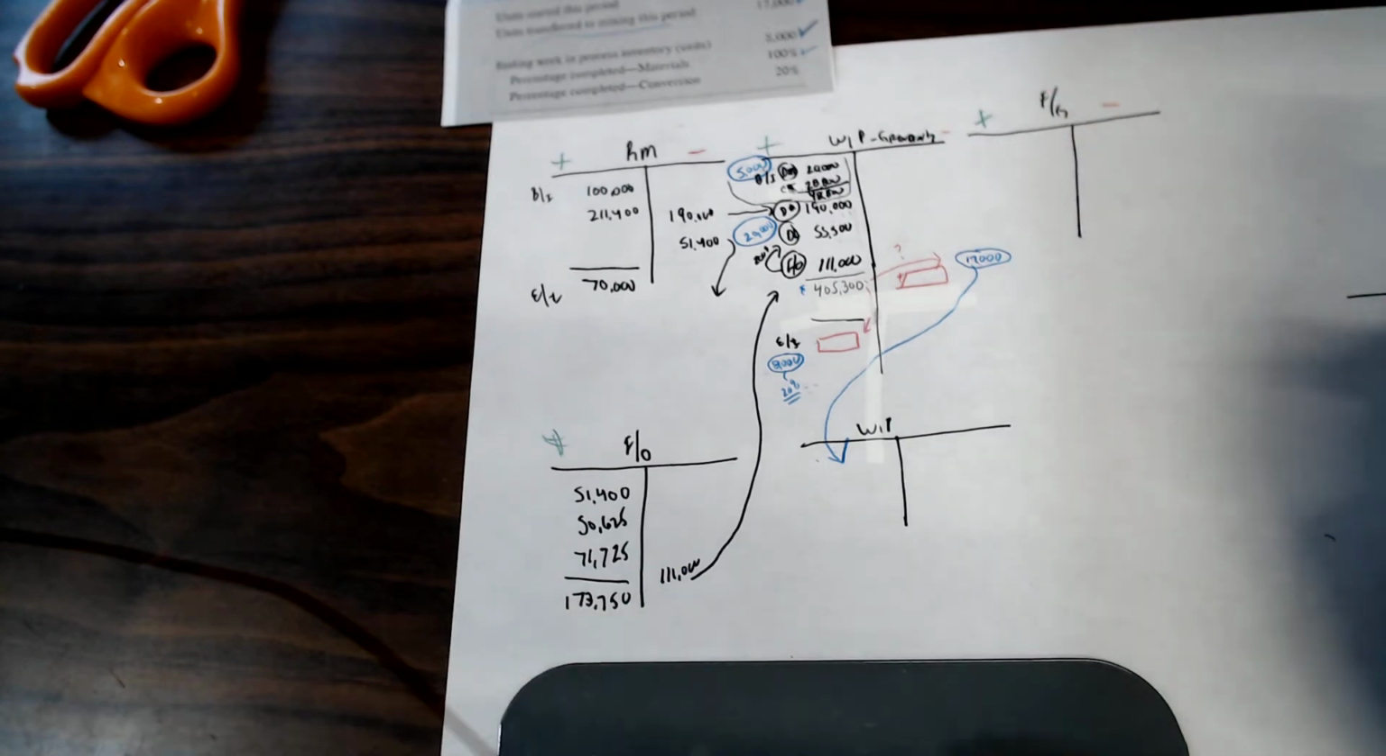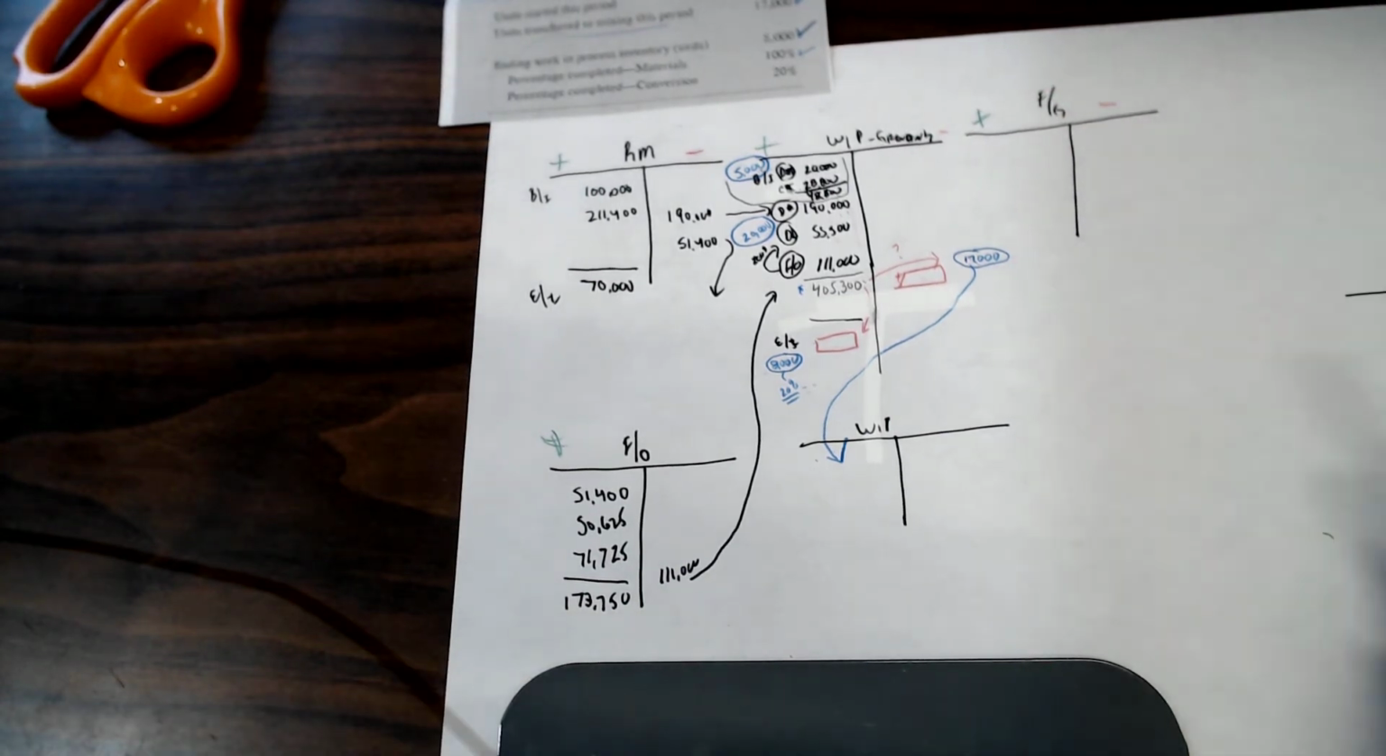But now we're going to prepare a production cost report that actually puts this all together. So how are we going to do that?